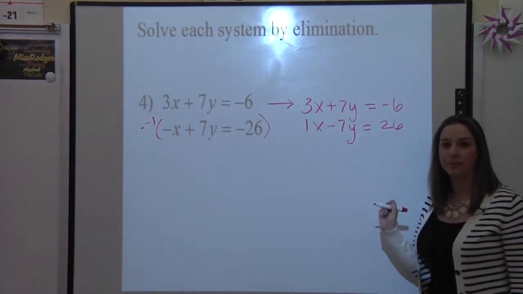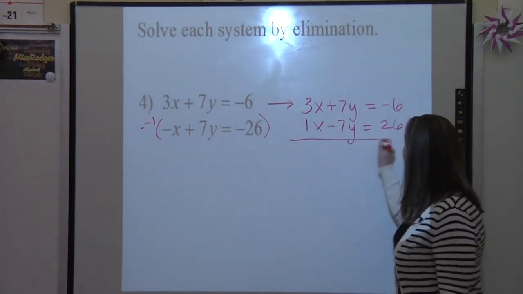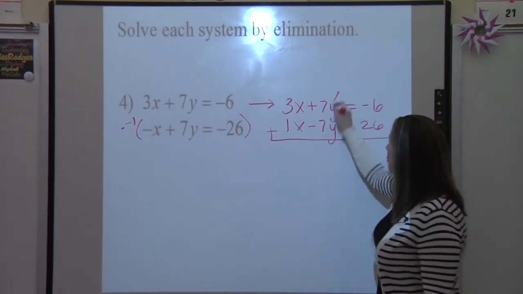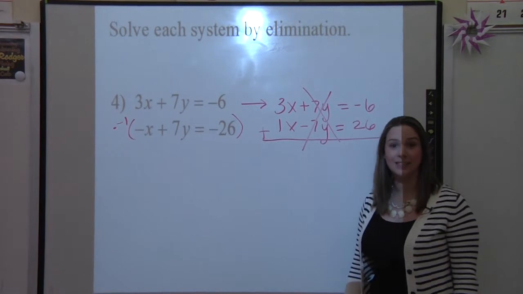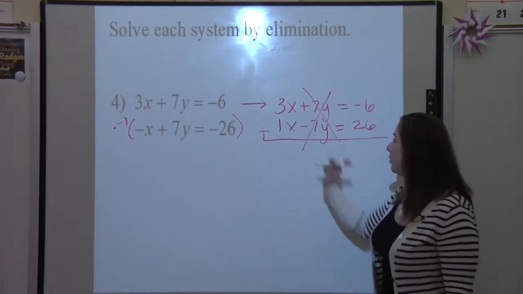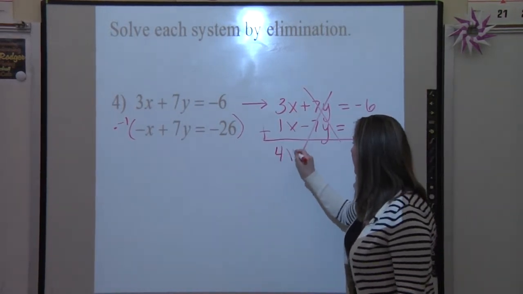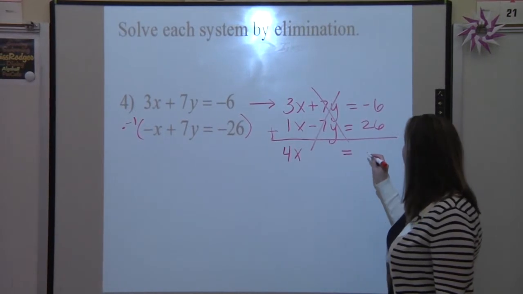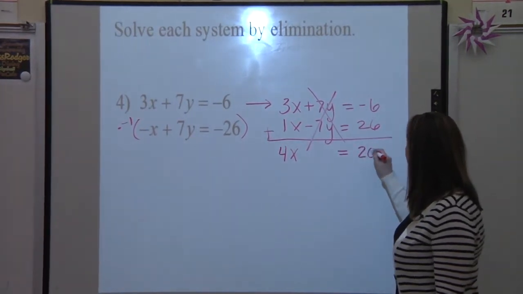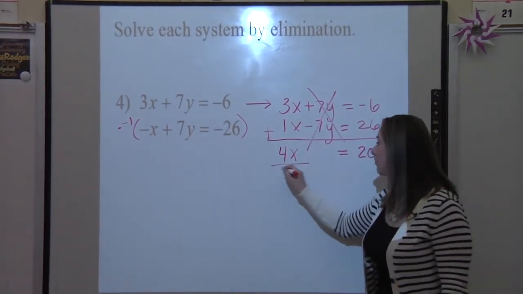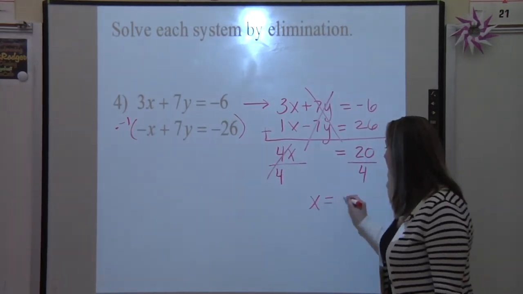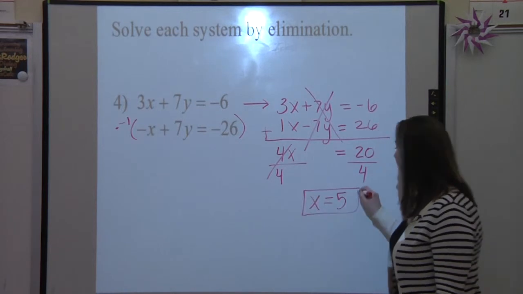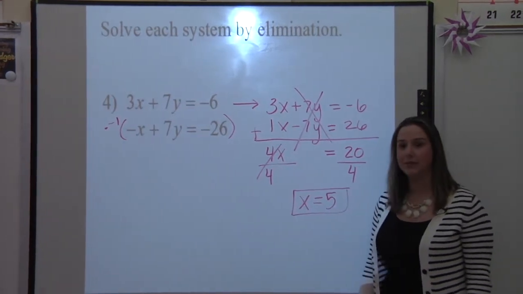So if I multiply -1 times each of these coefficients, I'm going to get this equation. Now, if we add down, notice the 7y and the -7y cancel out. So 3x plus 1x is going to give me my 4x. And we get x equals 5.